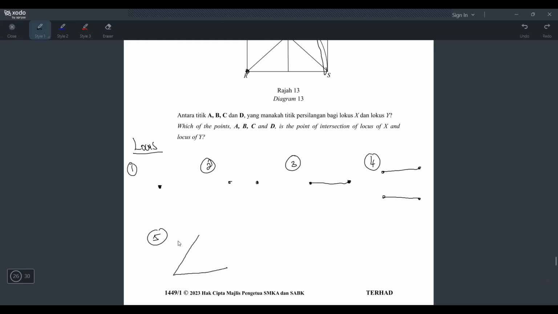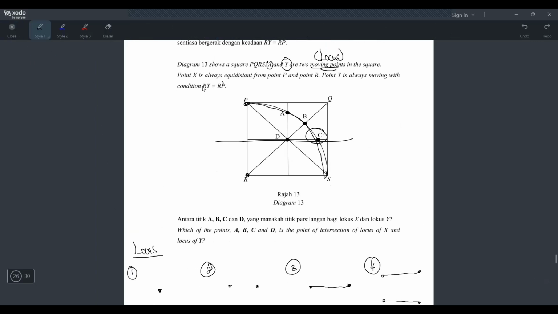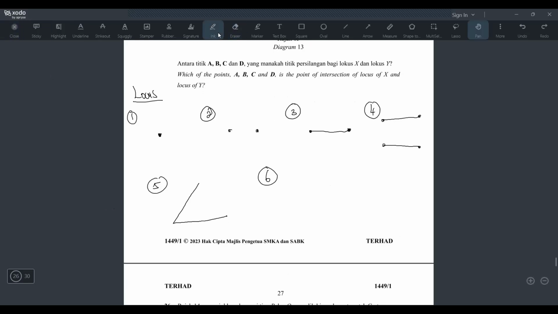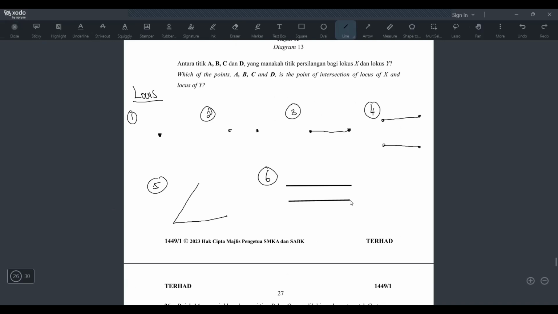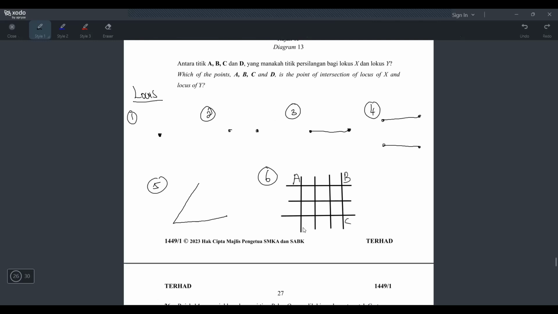And then the fifth type is they give you something like this. And actually there's one more type, where they give you something like this. I will draw some boxes here, 1, 2, 3, and one more. Let's say this one is A, B, C, D. Let's give an example: let's say I want to find the locus for... I'll explain this one later.